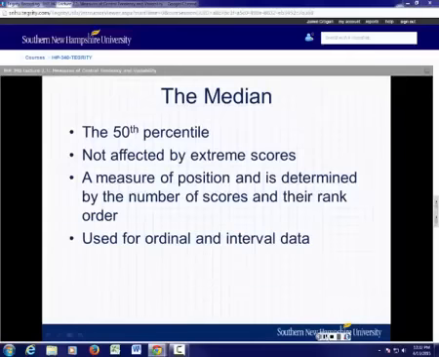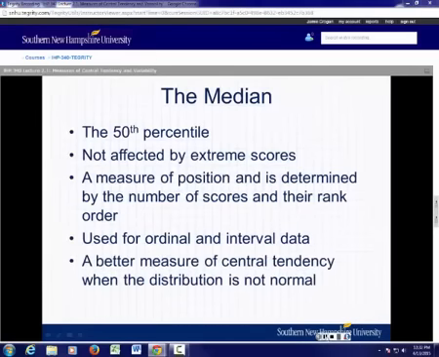The median is often used for ordinal or interval data. Ordinal data are data that give you some order, first place, second place, third place. And interval data are usually data that represent categories. So sometimes researchers will code characteristics. So in your data set, all the males will be assigned a number 1, all of the females will be assigned a 0, or some other number. That is interval data. The median ends up being a better measure of central tendency when the distribution of scores is not normal, and we'll talk about this in a second.